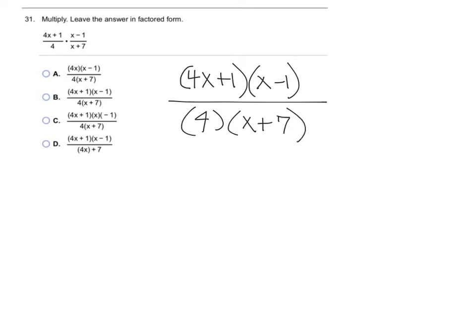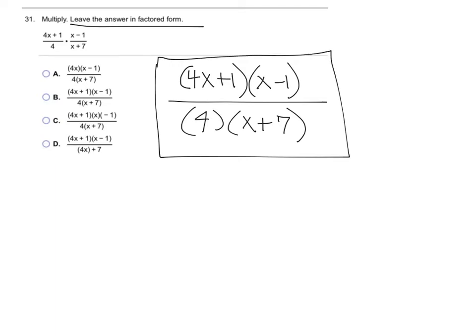Now the problem tells me to leave the answer in factored form. So right now it's in factored form, and the only thing I want to check is to make sure that I don't have any like factors on the top and bottom that I can cancel. Right now I don't have any like factors, so I can't cancel anything. So this is going to be my final answer since it's in factored form, and this corresponds to choice B.